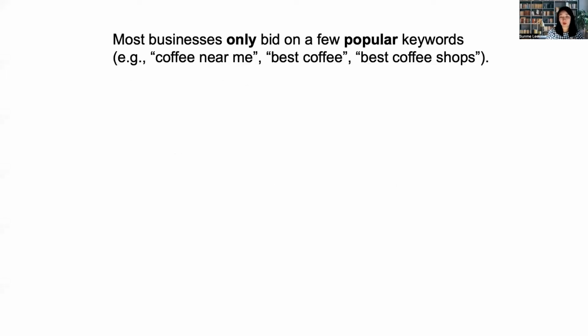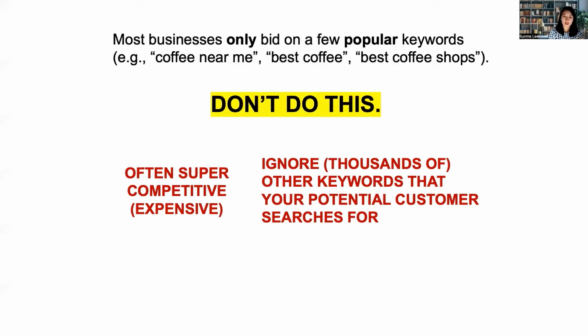Most businesses only bid on a few popular keywords, which means the competition is very high. As we talked about last week, as the number of bidders for keywords increases, you will end up entering a super competitive setting, and the price you pay will also increase. So my advice is, don't do this. They are often super competitive keywords. Super competitive means that they're very expensive. Each click may cost more than $5, and most businesses cannot afford that. So that is one reason why we should avoid bidding on those keywords.